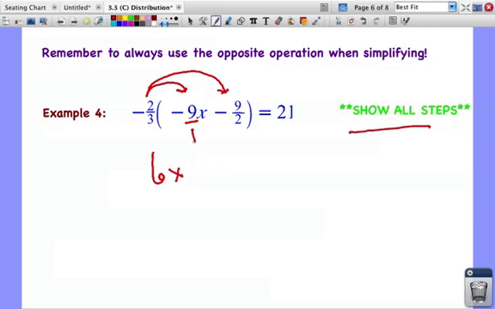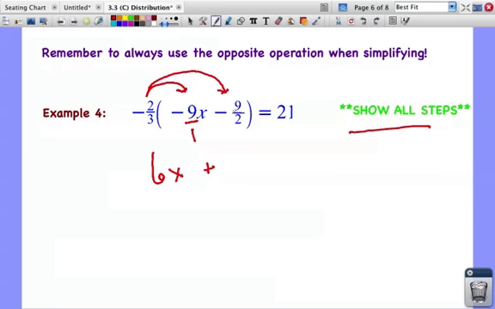Okay, so 2 times 9 is 18. 3 times 2 is 6. So I have 18 over 6. But again, I have a negative times a negative, which is a positive. But can I simplify this again? It looks like 18 divided by 6 is 3. Okay, so let's go ahead and put that actually here. Make this easier on ourselves again.